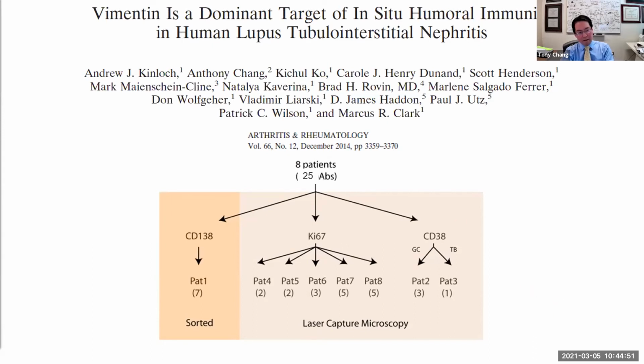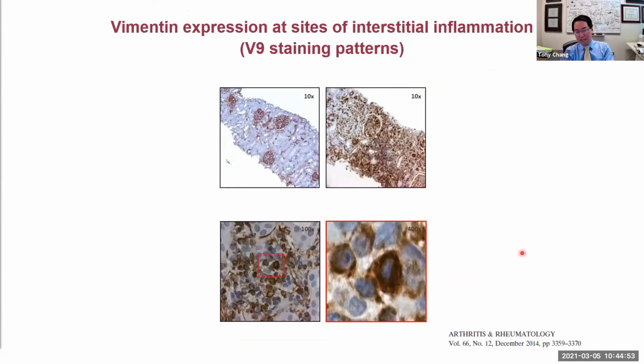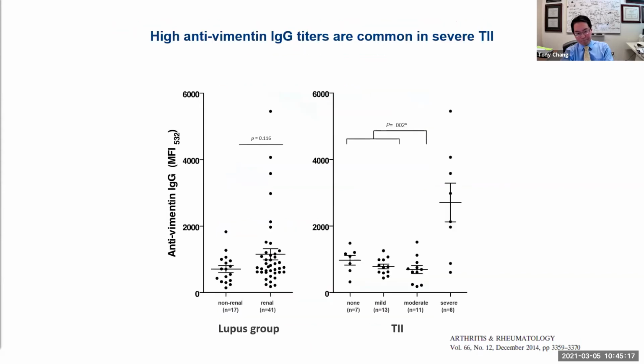And 5 of the 8 patients had auto antibodies to vimentin. This is just demonstrating that in the normal kidney, you have vimentin staining in the glomeruli and the podocytes, and really not very much in the interstitium. But when you have an inflamed lupus nephritis kidney, you can see a lot of staining for vimentin. Here at higher magnification, here are some presumed macrophages that also have a lot of staining as well.